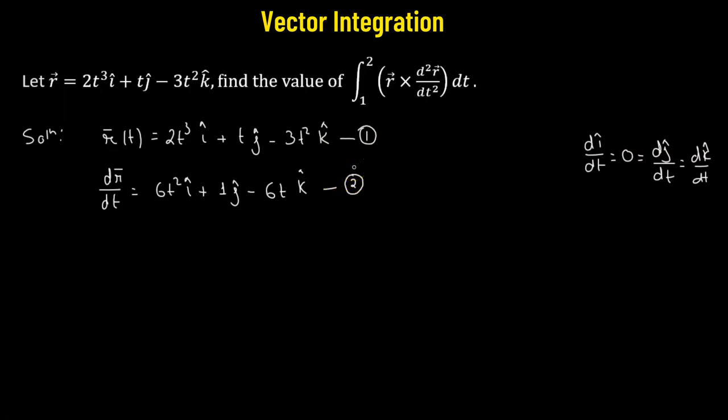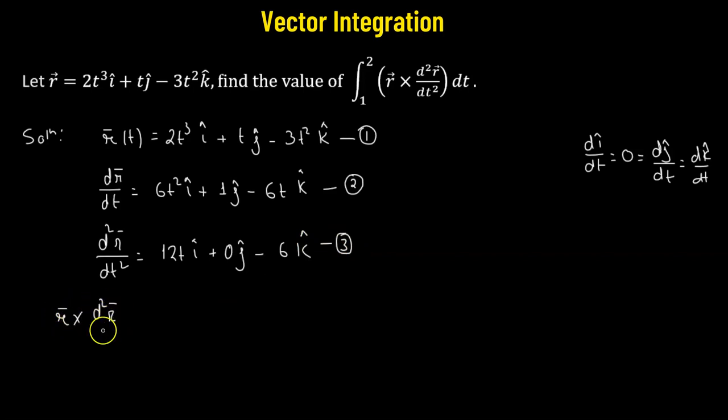There are two ways of solving this particular problem. We can obtain the second derivative of r with respect to t, that is d squared r over dt squared. All we have to do is take equation number 2 and take the derivative of each of the components with respect to t. That will give us 12t i cap plus 0 j cap minus 6 k cap. So this will be number 3. And then we can take the cross product between vector r and its second derivative with respect to t. This is method number 1.